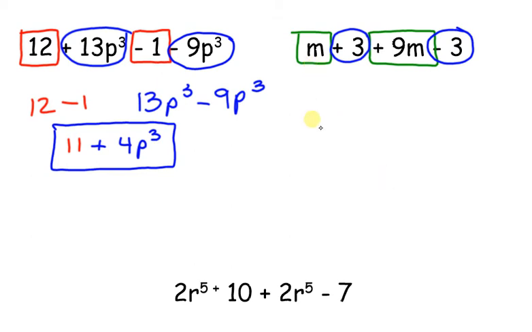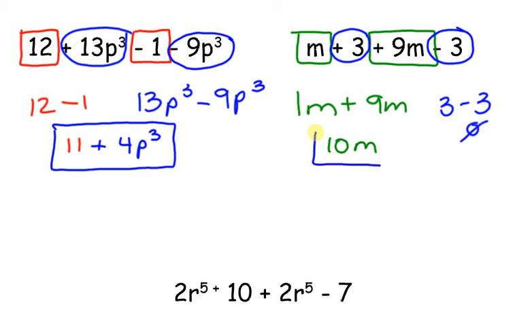Okay, so here I have m, and then here I have plus 9m. What's the invisible number here? 1. What is 1 plus 9? 10m. Okay, now I have to deal with my whole numbers. I have a 3, and then I have a -3. Well, 3 minus 3 is 0. It's nothing, so we don't have to worry about it. So my final answer is 10m.